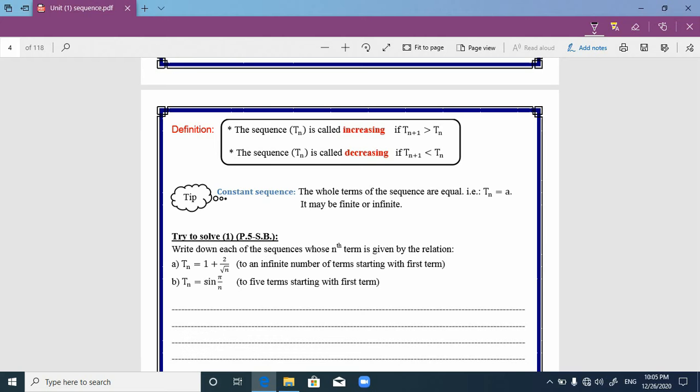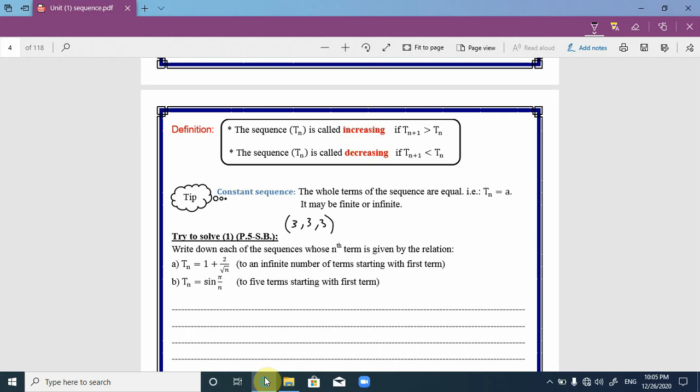And in the constant sequence, all the terms of the sequence are equal. It may be finite or infinite. For example, 7, 7, 7, 7, 7, and so on is called a constant sequence. Or 3, 3, 3. That's it, it's called a finite constant sequence.